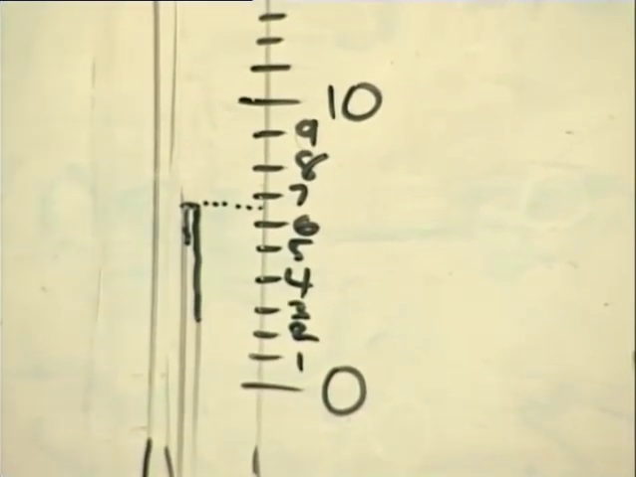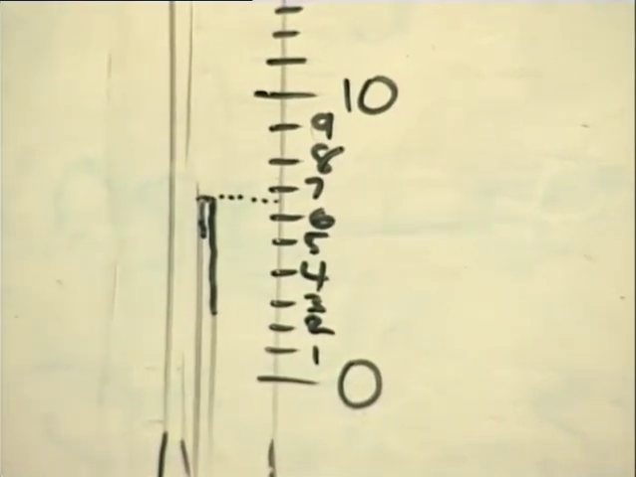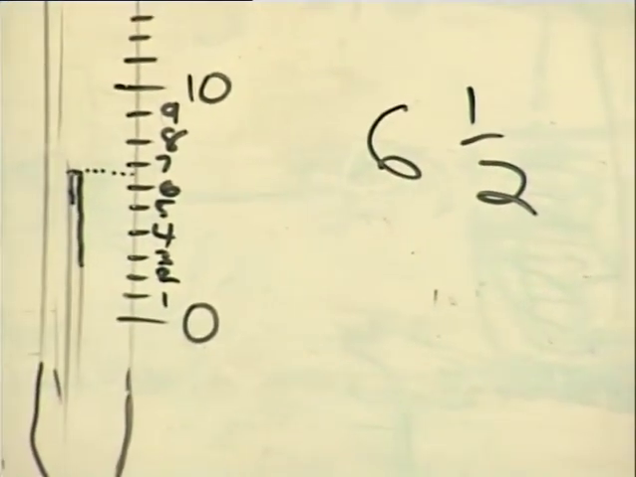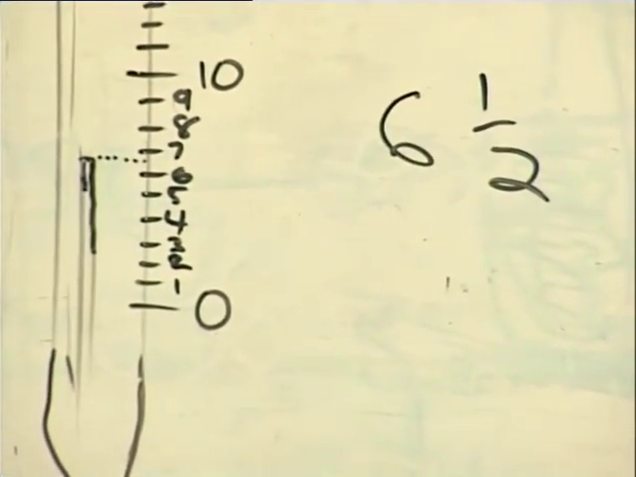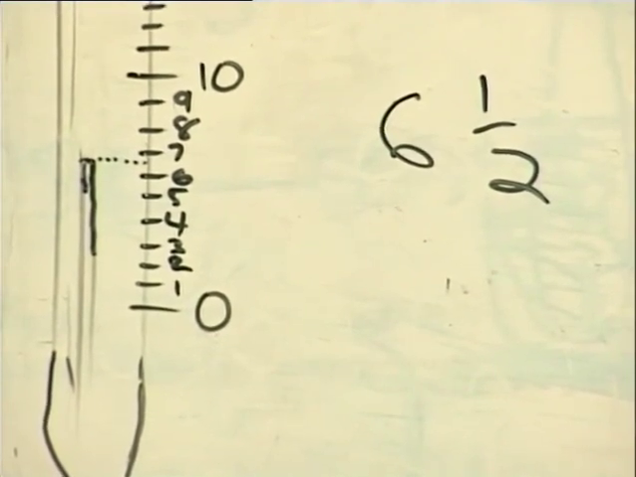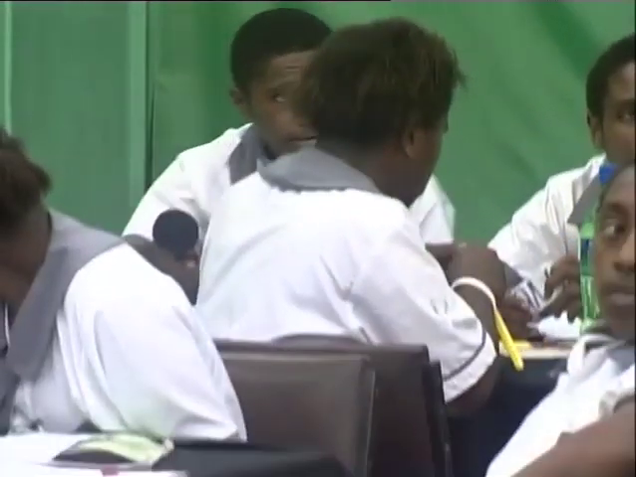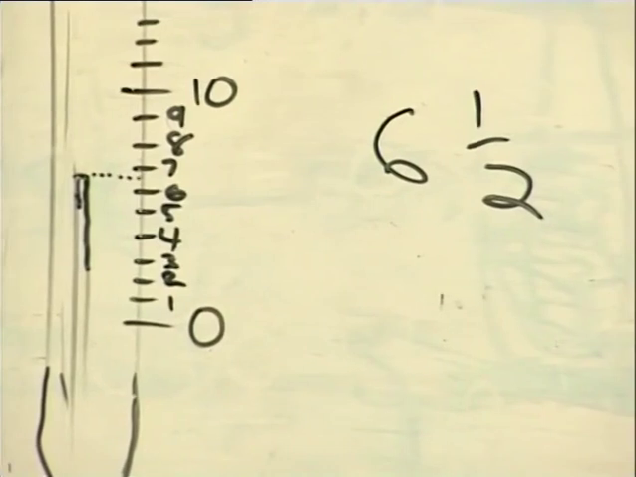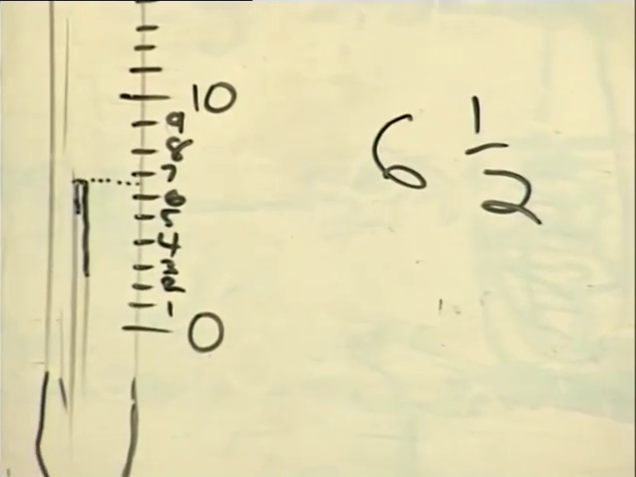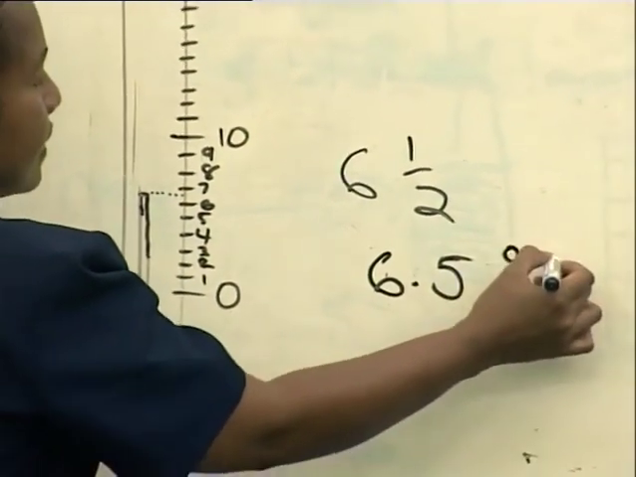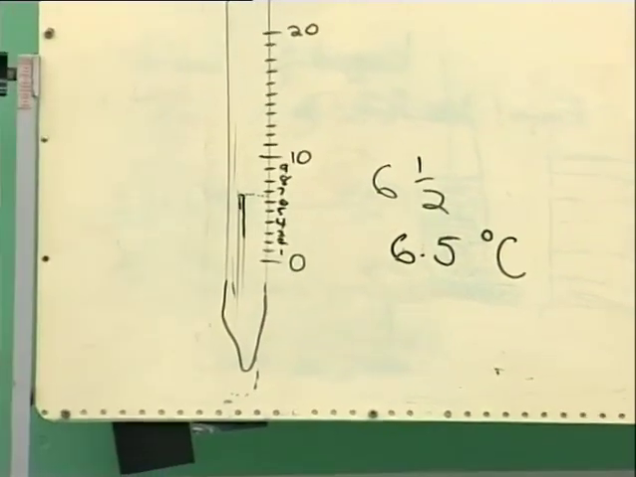How can I write 6.5? 6 whole and half, okay. Any other ways to write that down? In decimal? Let's have our friend there, thank you. Put 6.5. Very good. So I will encourage you in today's lesson not to write it in fraction form, but in decimal. So it should be 6.5. What degree Celsius? Okay.